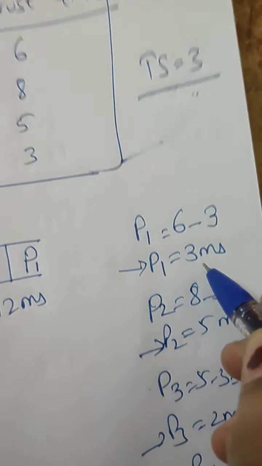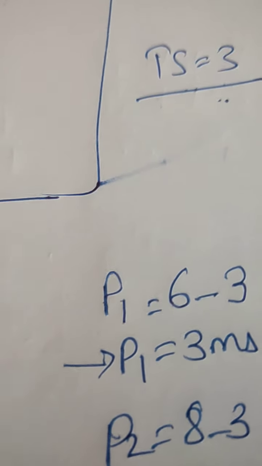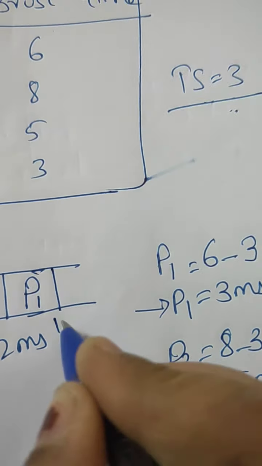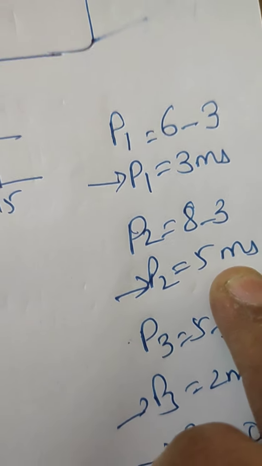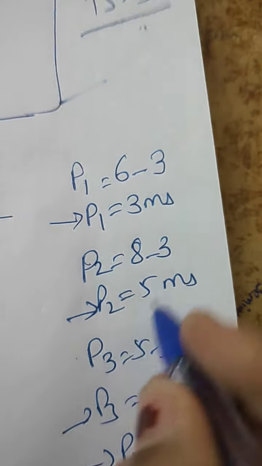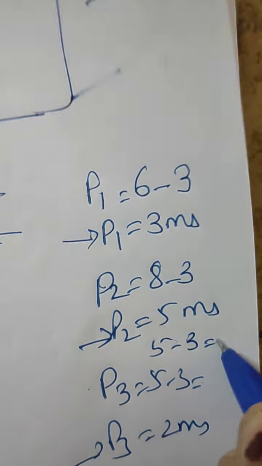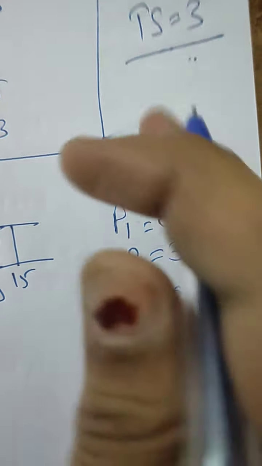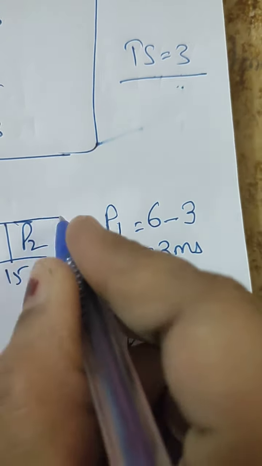Now what is the leftover time with P1? P1's leftover time is 3 milliseconds. So it will add to its 12 and becomes 15 here. Then P2: observe that 5 milliseconds is there, but the time slice is 3. Again it is 5 minus 3, which becomes 2 milliseconds, and 2 milliseconds is left over here. Before that, we do 15 plus 3, which is 18.